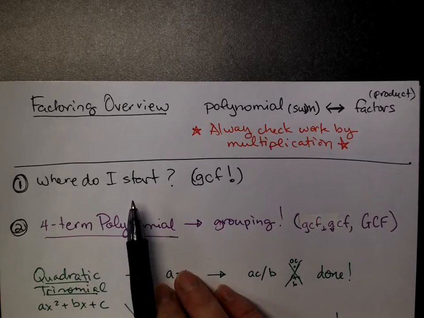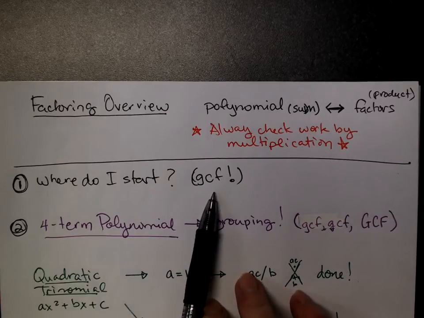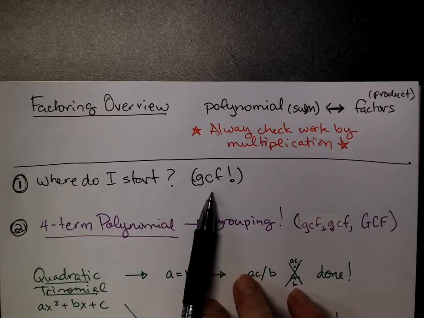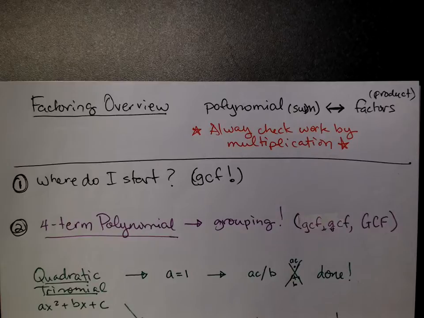And the answer is always the same. GCF. Always ask yourself if there's a GCF. Always. Okay? You've got to take a GCF out first if you can. There's not always one, but if there is, you must take it out. There are a lot of times you can't even go further. You can't even answer the question about what else you have until you've taken out a GCF.